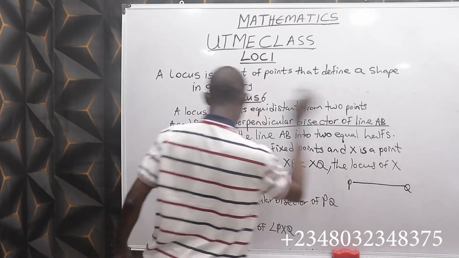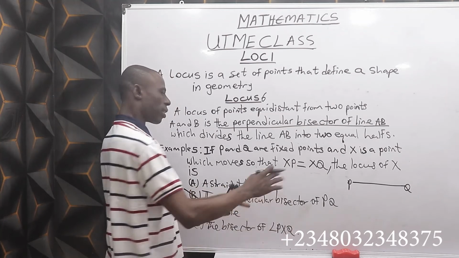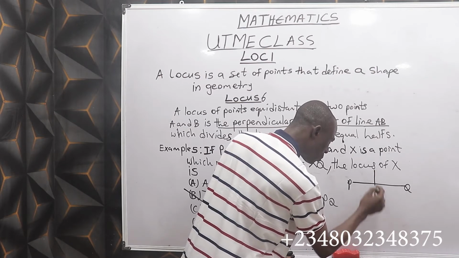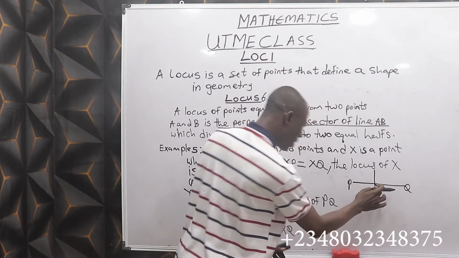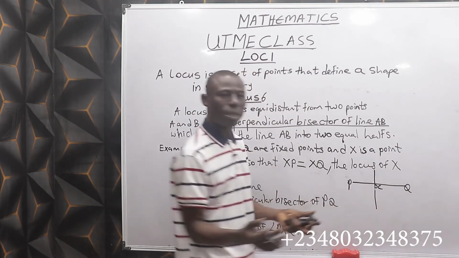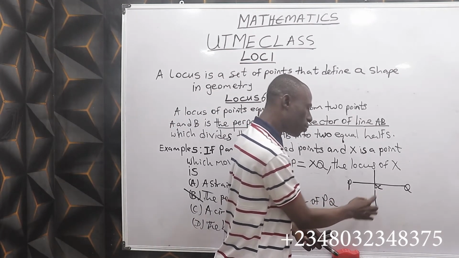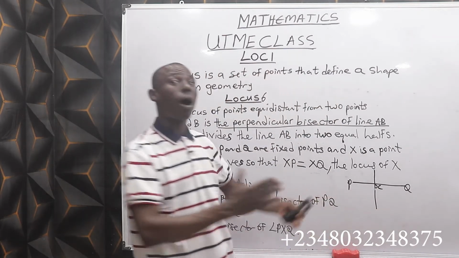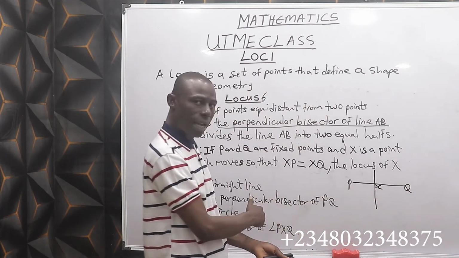And X is a point which moves so that XP is equal to XQ. That is, it is a line like this. And that line is called X here, such that XP is equal to XQ. What does that mean? That means the distance XP is the distance XQ. That means that line is the line that divides them into two equal halves, such that this end is equal to the other end here.